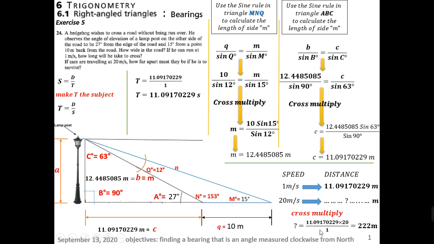This part is ready to be inserted in the calculator and the final answer correct to 3 significant figures will be 222 meters. So they must be 222 meters apart for him to survive if the car is traveling at 20 meters per second.